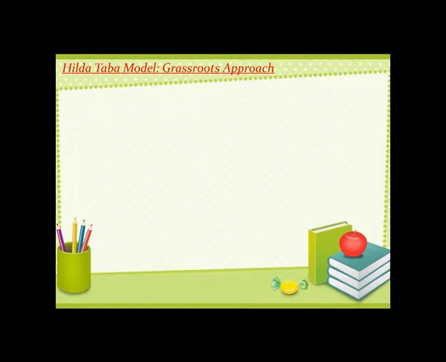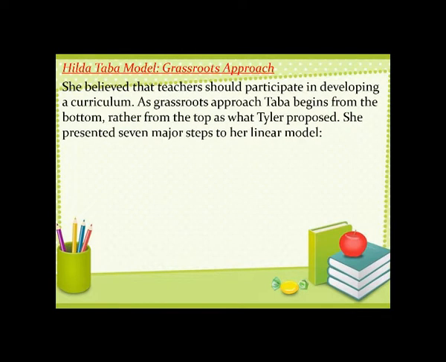The second model is the Hilda Taba model with its grassroots approach. She believed that teachers should participate in developing a curriculum. As a grassroots approach, Taba begins from the bottom rather than from the top as what Tyler proposed. She presented 7 major steps to her linear model.